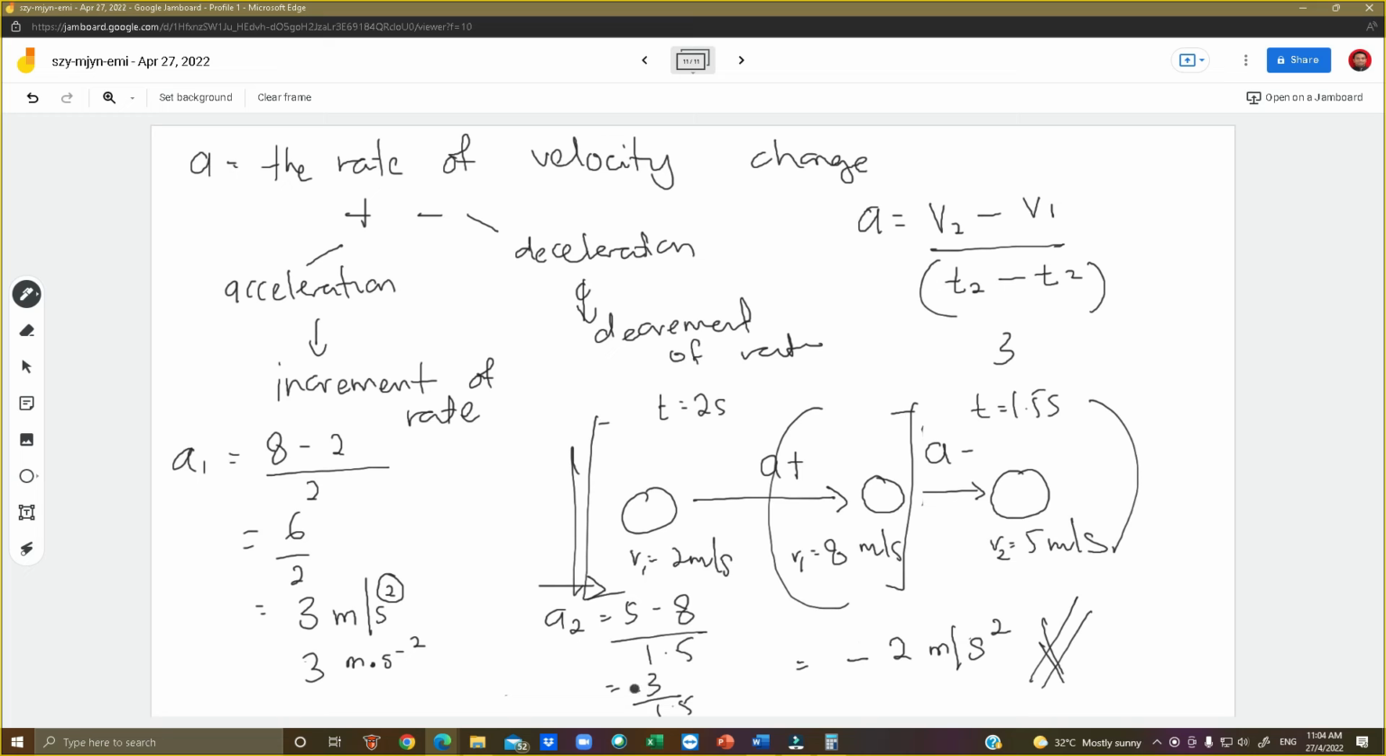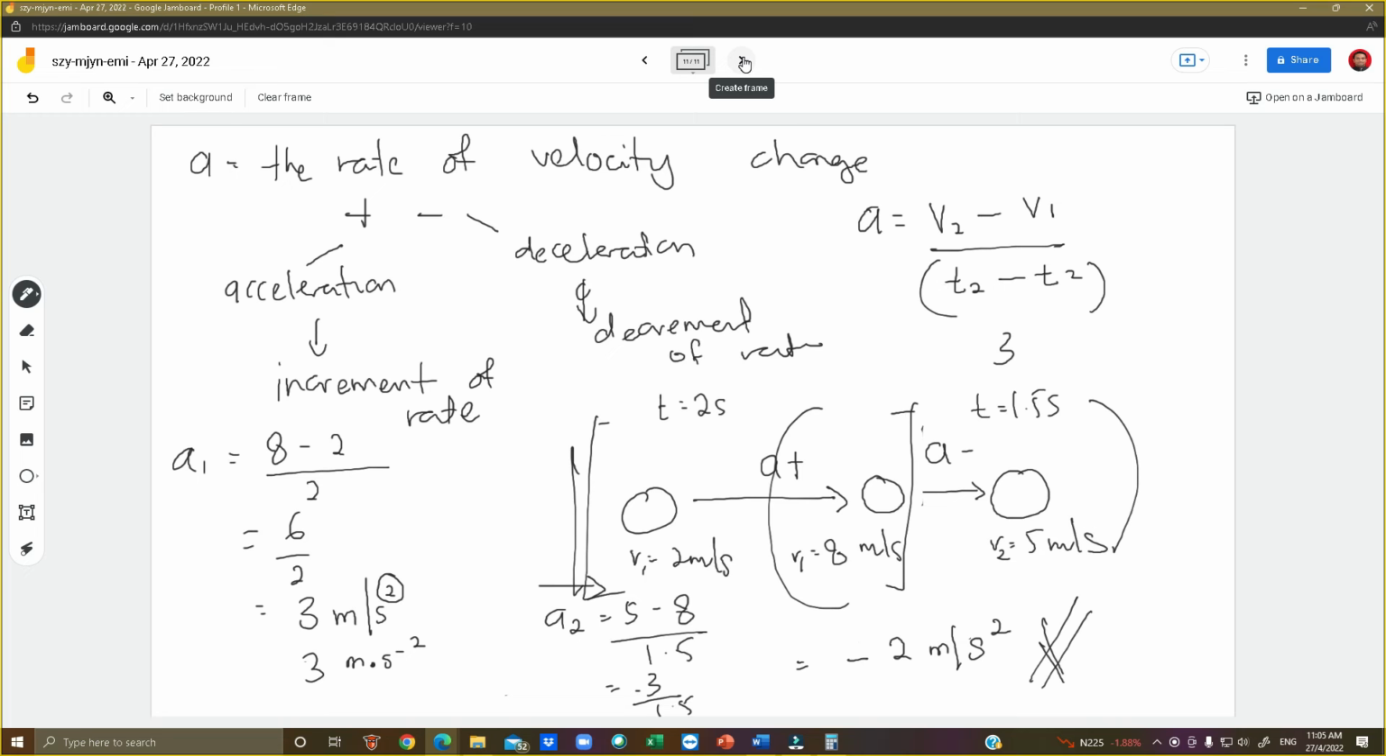Okay, jangan lupa ni negatif. So you have negative 2 meter per second square. This is acceleration, linearly. Okay? Okay kah? Okay, sir. Okay. Sekarang kita masuk kawan dia.